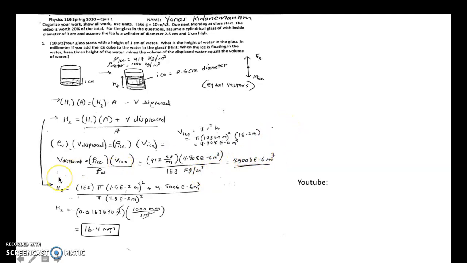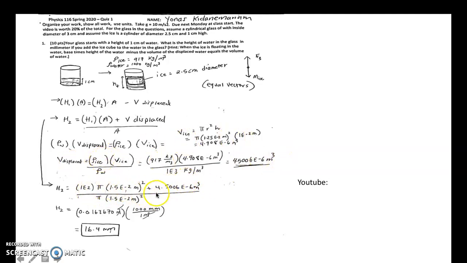Now we can find the height of the water in the glass in millimeter once we add the ice cube to the water in the glass, which is here. So H2 equals 1E2 times pi times 1.5 e minus 2 meters squared plus the volume displaced, which is 4.5006 e minus 6, which I got from solving up here.